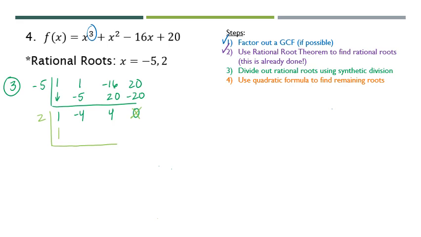So I'm going to drop down my 1. 2 times 1 is 2. Add down and you get -2. 2 times -2 is -4. And if we add down, there's my other 0. So we're done with step 3.